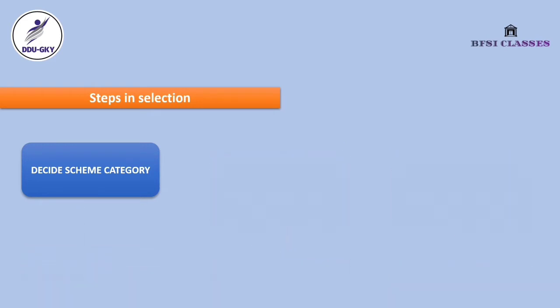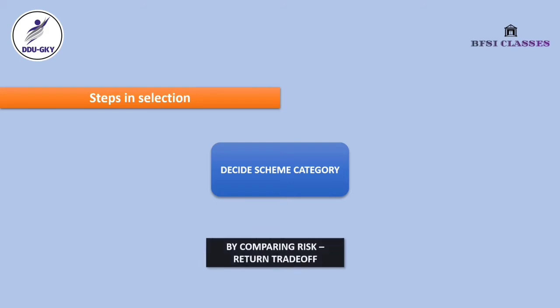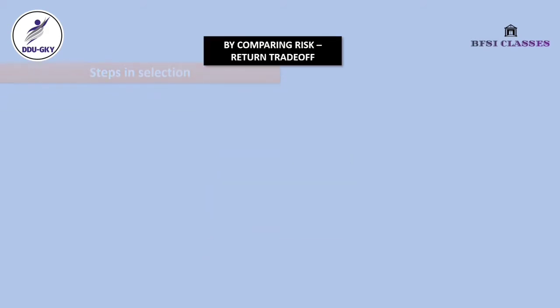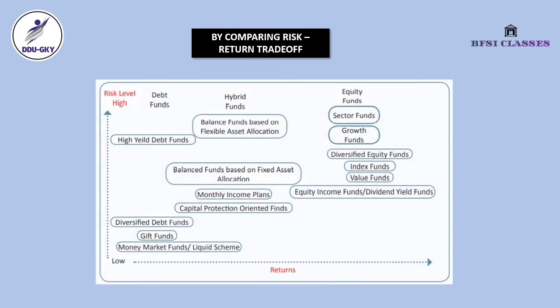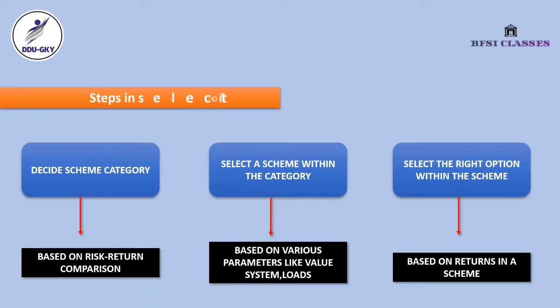So we are looking at the first step, decide scheme category. The scheme category can be decided by comparing risk-return trade-offs. The chart here depicts the risk-return trade-offs of different schemes. As we look at the picture, as the risk level goes higher, returns will go higher. As the risk level is low, returns will be low. There is a direct trade-off between risk level and return. So the selection should be appropriate as per the return and risk trade-off.